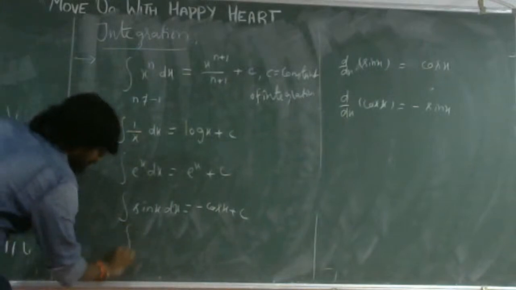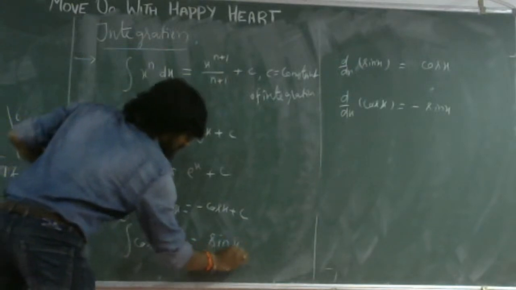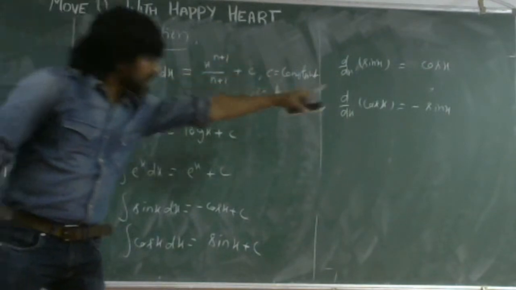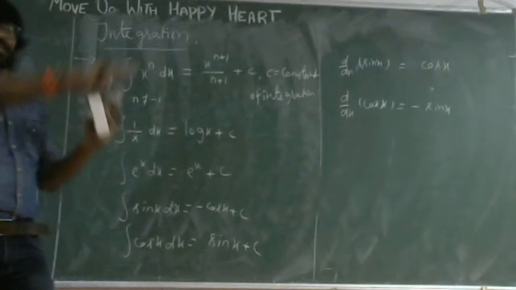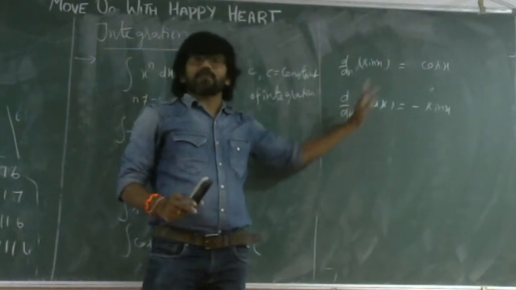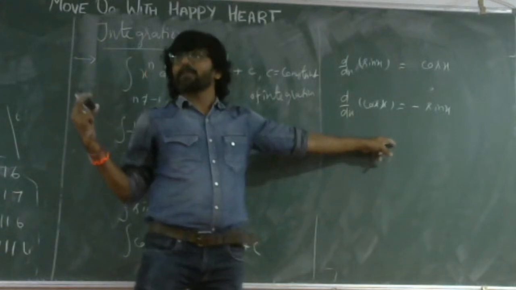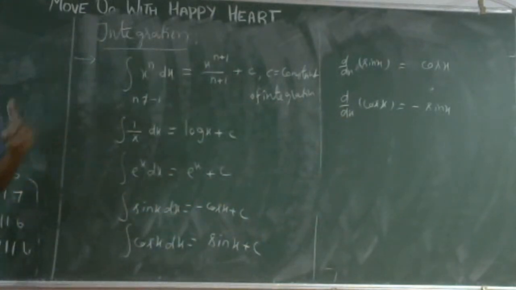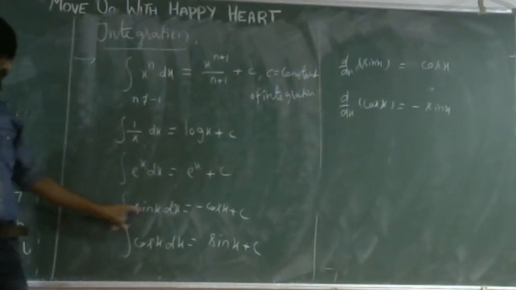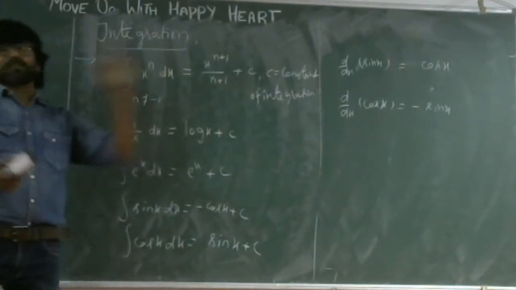Similarly, the integral of cos x dx is equal to plus sin x plus c. For cos x, it is plus sin x; for sin x, it is minus cos x in integration. So you have to remember this. Differentiation of sin is plus cos, cos is minus sin. In integration it is the other way around. For sin, which has the positive sign in differentiation, the negative sign will come in integration. The integral of sin x dx is minus cos x, whereas the integral of cos x is plus sin x.